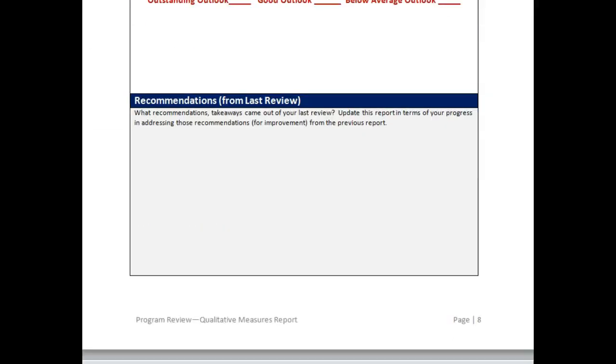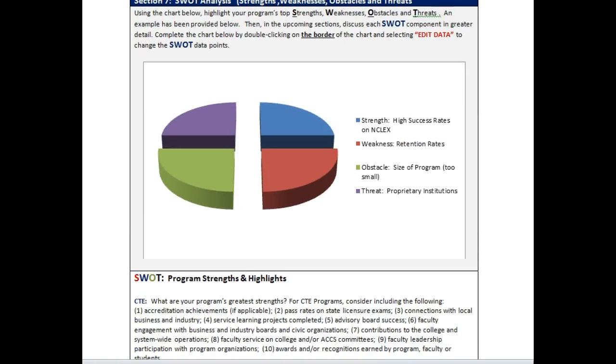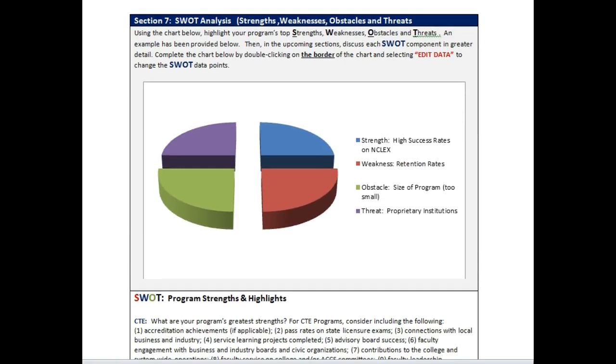We're getting close to the end of this report. This is actually my favorite part of the report, a SWOT analysis. And essentially, you're going to use this chart. You're going to work with your team. This is not a part of the report that you do in isolation in your office. In this section, you want to work with all of your team members, and you want to identify specific strengths in your program, weaknesses, obstacles, and threats to your program.